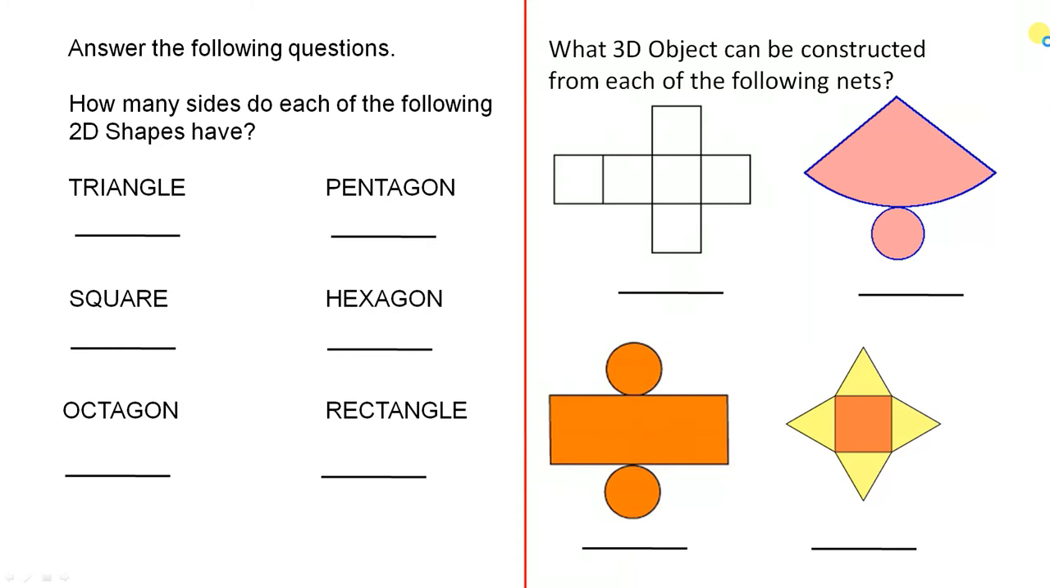Answer the following questions. How many sides do each of the following 2D shapes have? A triangle, pentagon, square, hexagon, octagon, and rectangle.